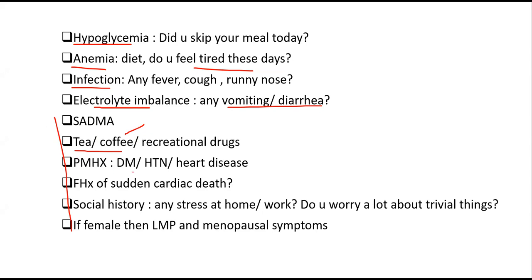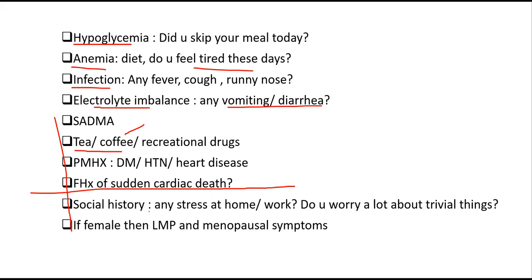Ask about any other past medical history, such as diabetes, high blood pressure, or any heart condition, and any family history of heart disease or sudden death due to a heart-related cause. And obviously, even after this, you have to ask about social history, because many times anxiety disorder, stress, or panic attack can be a cause of palpitation.